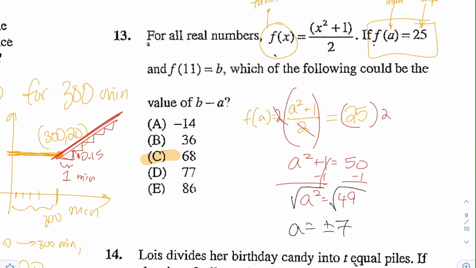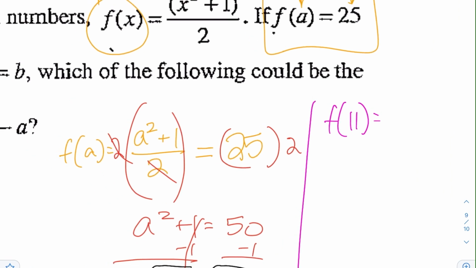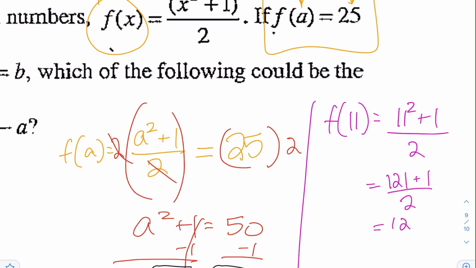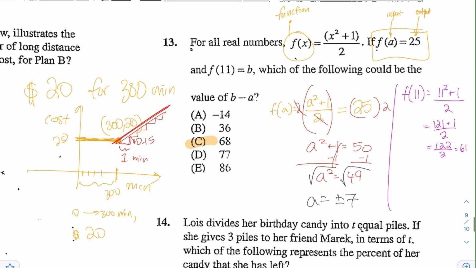You have to do the same thing for b. So for b, you have f of 11. So f of 11 means everywhere you see x, you'll replace it with 11. That's 11 squared plus 1 divided by 2, and that's 121 plus 1 over 2, or 122 over 2, which is equal to 61. So that's equal to b. B has to be equal to 61.